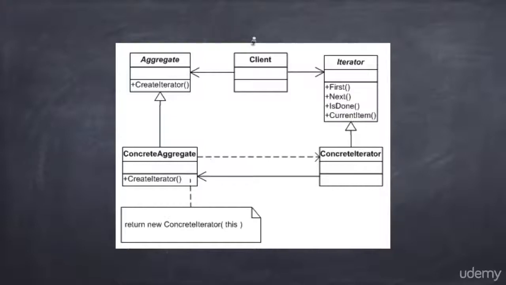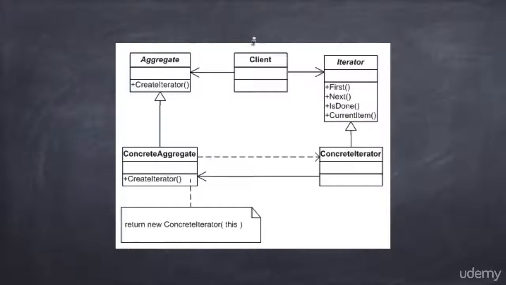The concrete aggregate class is derived from an abstract base class called aggregate that sets up the iterator pattern interface. The base class defines a method called createIterator, and the derived concrete aggregate class implements the method. The createIterator method returns a new iterator instance. This is a specialized class for sequentially accessing each element in the collection.